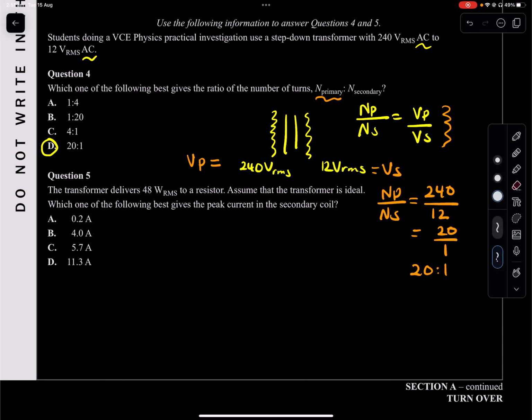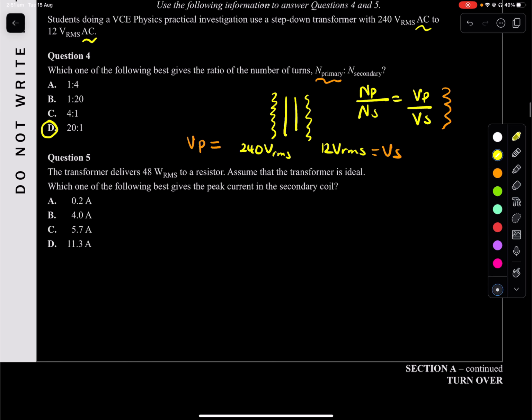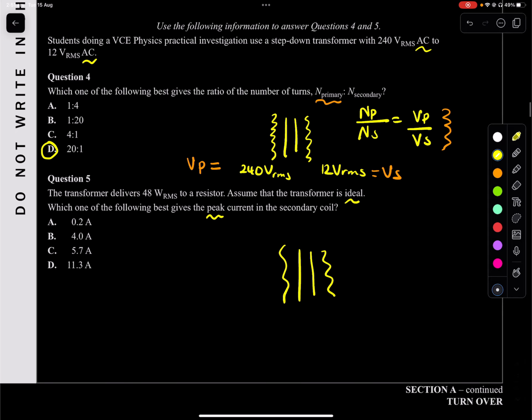Yep, looks right. Perfect. I'll rub that out. Okay, move on to the next question. A transformer delivers 48 watts RMS to a resistor. Assume that the transformer is ideal. What ideal means is that there's no power loss. Which of the following best gives the peak current in the secondary coil? It's still the same question, because it's question 4 or 5.